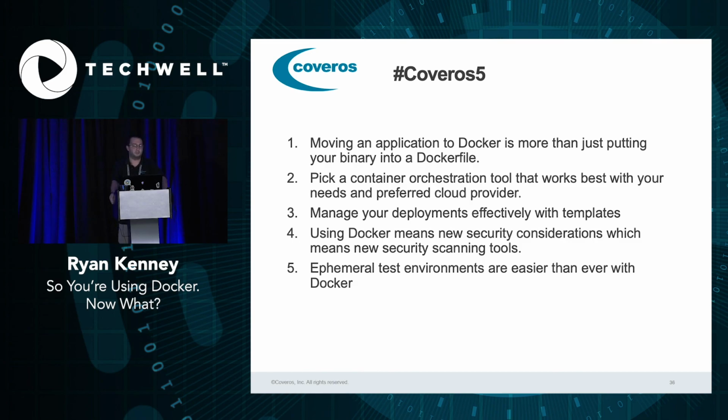Number three, manage your deployments effectively with templates. So again, we want to be able to specify stuff that's specific to an environment and combine that with things that are environment agnostic. Number four, using Docker means new security considerations, which means new security scanning tools. Again, start thinking about that stuff sooner rather than later. And then finally, ephemeral test environments are easier than ever with Docker. Again, we see the humongous benefits we can get by using ephemeral, dynamic, whatever you want to call them, test environments. They can make your organization a lot more robust, give you a lot more testing earlier on.